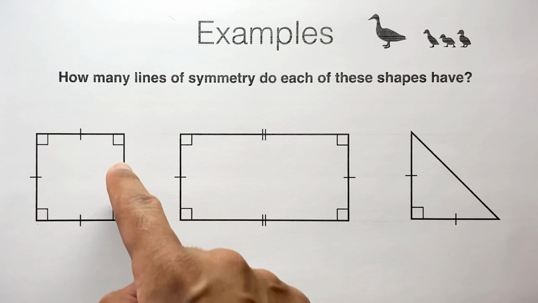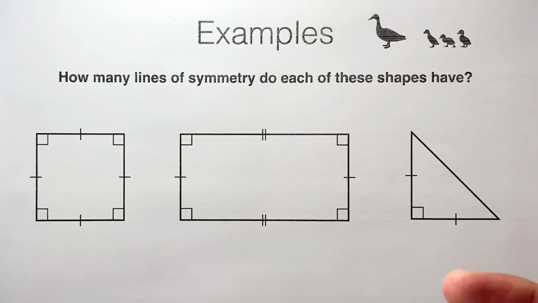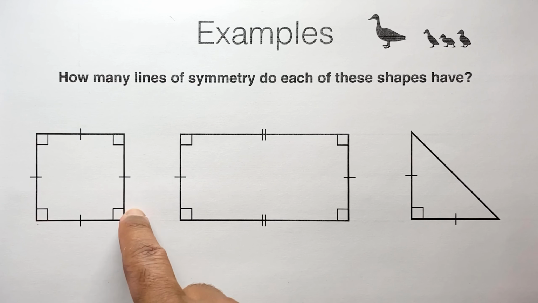This is a square. It's a quadrilateral, it has four sides of equal length, and it has four right angles. A square has four lines of symmetry. I can fold it in half in four different ways.